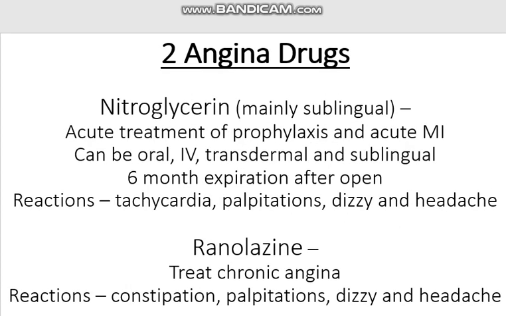Two angina drugs include nitroglycerin, which is mainly given sublingual. It is used for acute treatment, prophylaxis and acute MI. It can be given through oral, IV, transdermal and sublingual. It has a 6-month expiration after opening. Its reactions include tachycardia, palpitations, dizziness and headache. And there is ranolazine, which is used to treat chronic angina. Its reactions are constipation, palpitations, dizziness and headache.